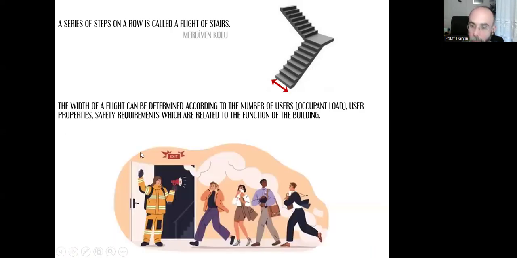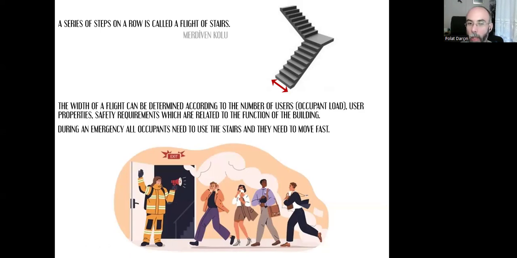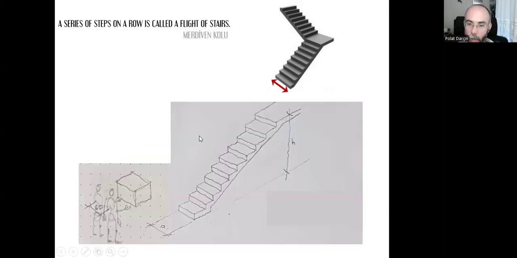And the last thing that we need to think about is the emergency. During an emergency, all the people will be directed towards the stairs. During a fire or an earthquake, elevators are dangerous because they rely on electricity, and we shouldn't use the elevators in those conditions, but we need to evacuate the building as soon as possible. That means that all the occupants of the building will be directed towards the staircase, so they need to move fast. This width and other dimensions of the stairs need to allow that.